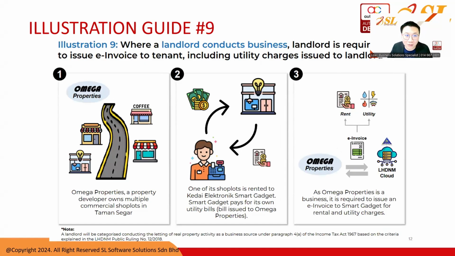Sample 2 is regarding the company Omega Property. They rent the street, all this office, all the shops. If they rent the shop, they need to issue an invoice every month to this shop owner. And if the utility bills, electric bills, water bills are also under Omega Property's name, then Omega Property has to issue an e-invoice also for this water and electricity. You see, very, very troublesome.